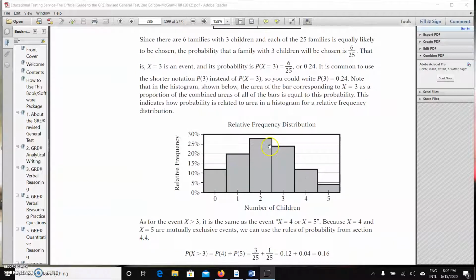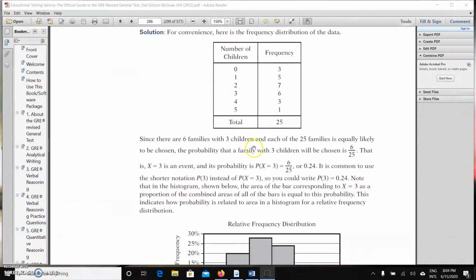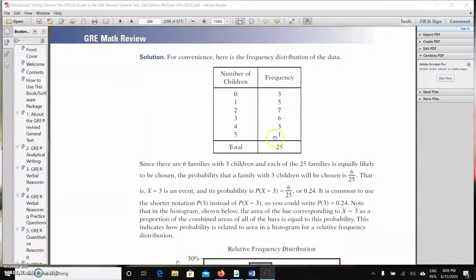Now they draw the data in another way. I have another representation for it. This is how they did it. Instead of having this frequency here, they calculated the relative frequency. And how do you calculate relative frequency? I've explained it in the previous video.